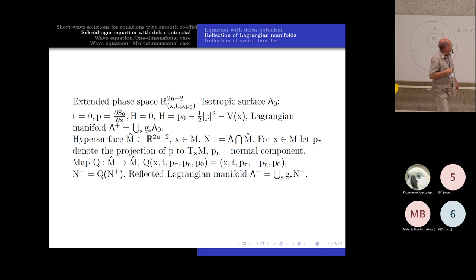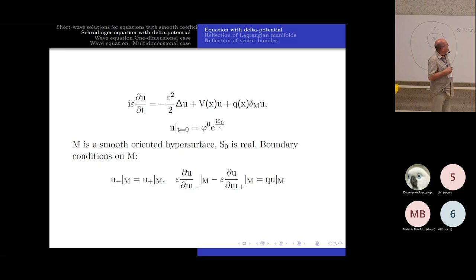Then we shift this isotropic surface along the trajectories of the Hamiltonian system with this Hamiltonian, and we take the union of all these shifts. Again, I skip here some technical conditions which guarantee that this manifold is a good, smooth Lagrangian manifold in R^(n+2). Now we have to do the following. This Lagrangian manifold defines the asymptotic solution of this Cauchy problem if we neglect the delta function.